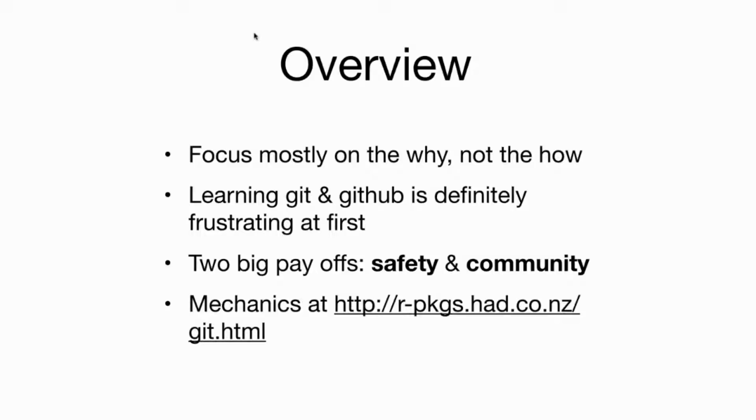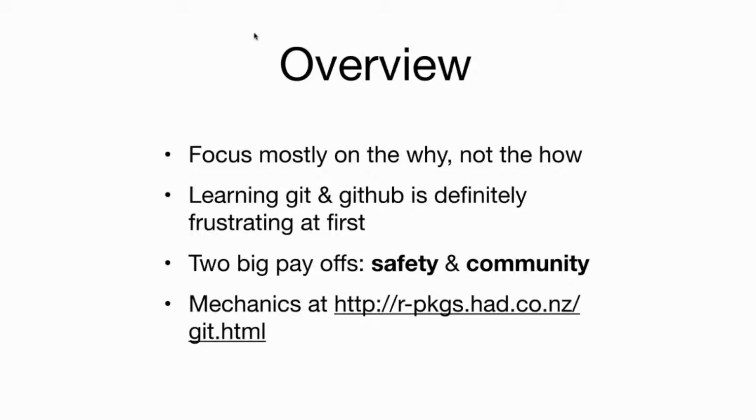To me, there really are two big payoffs to learning Git. The first is safety: Git and GitHub allow you to fail more safely. And if you can fail more safely, you can fail more quickly, and you can get to a successful place much faster. The second big payoff is community. There are thousands, maybe even tens of thousands of people using Git and GitHub with R already, and by tying into that community, you can get lots of interested people to help you with your code.